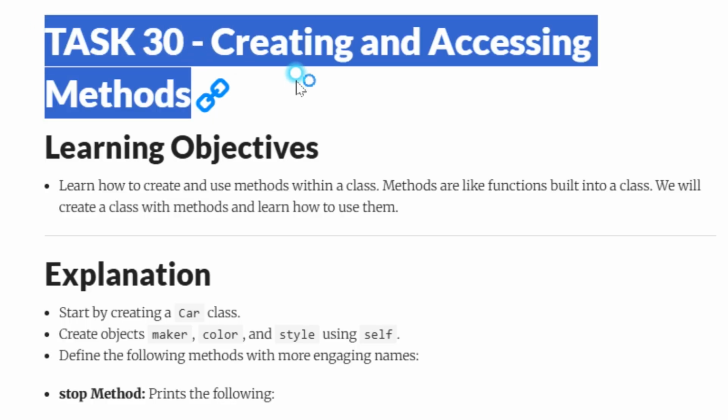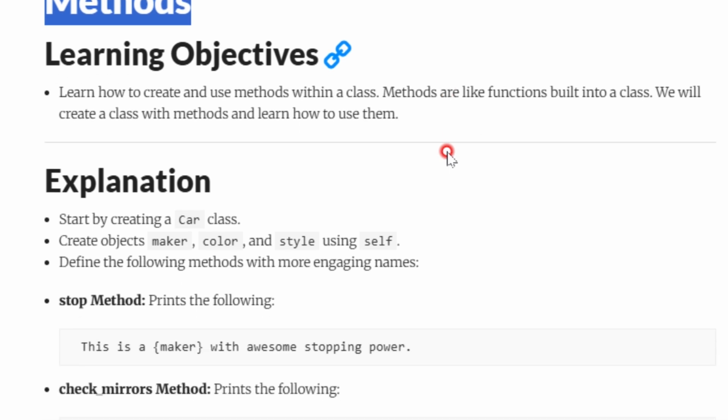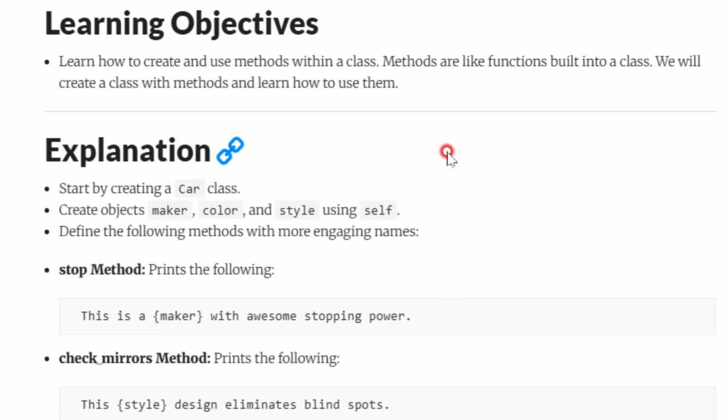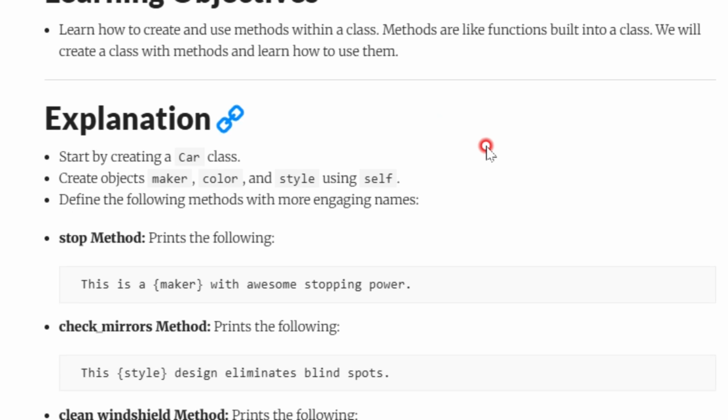Hello, today we are going to learn about creating and accessing methods in a class. So far, we have learned that a class is a blueprint for creating objects. Now we will go one step further and explore methods. A method is like a function, but it belongs to a class. When we create an object from a class, we can use methods to perform actions on that object.